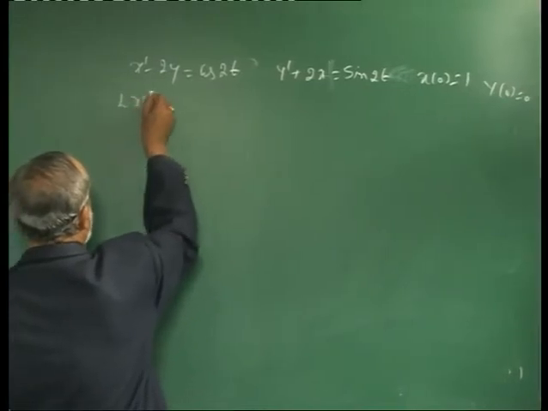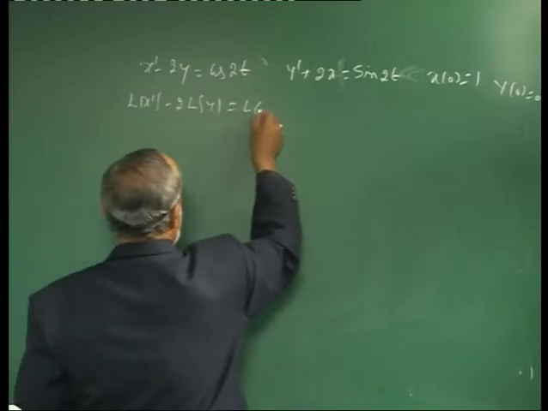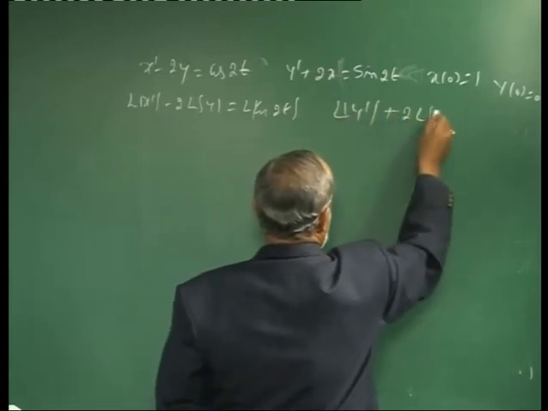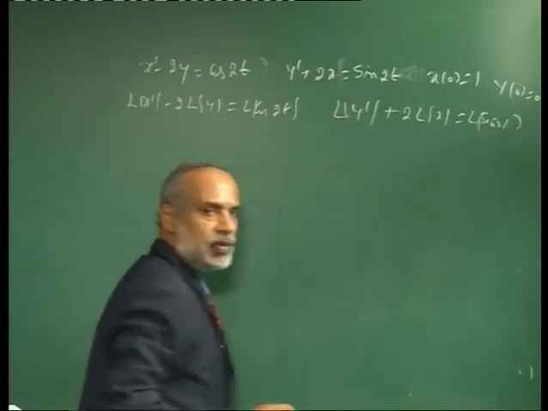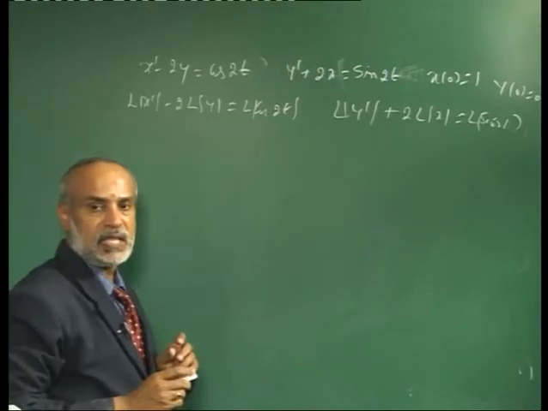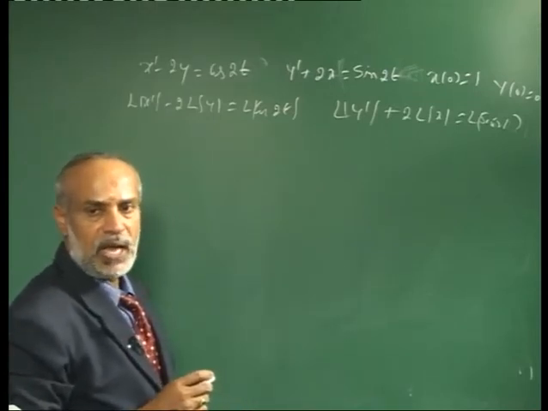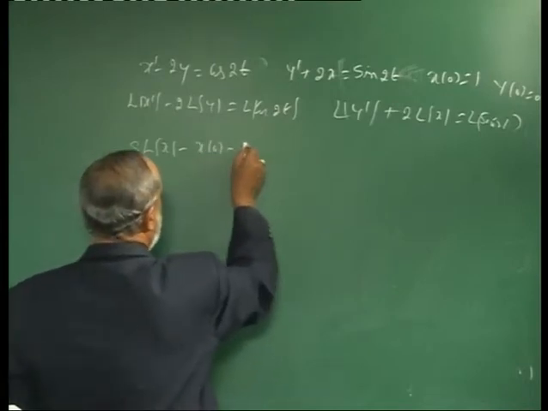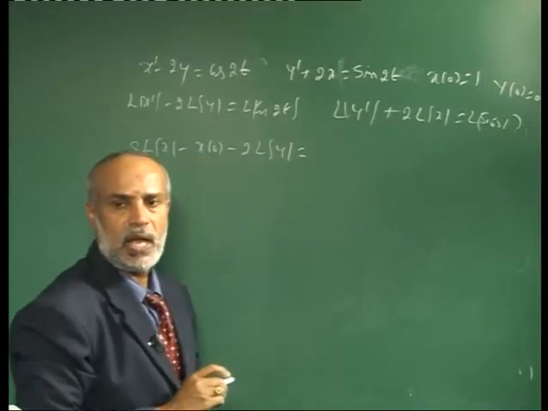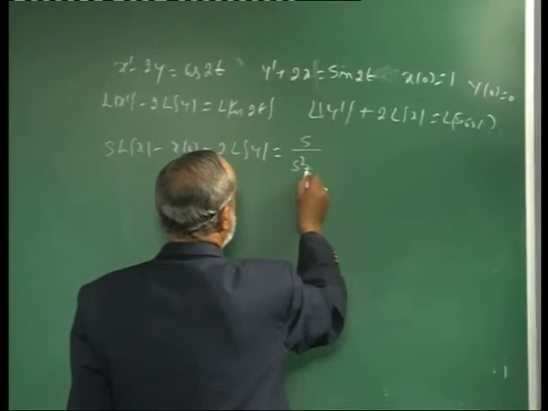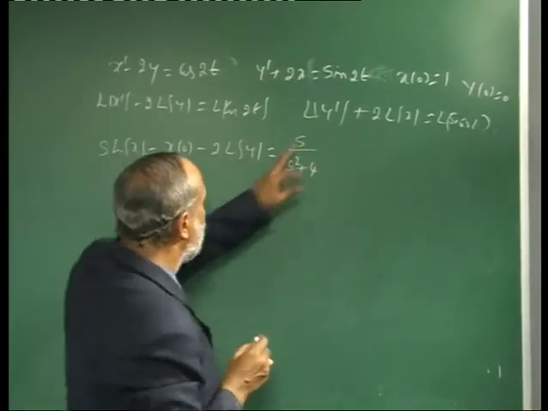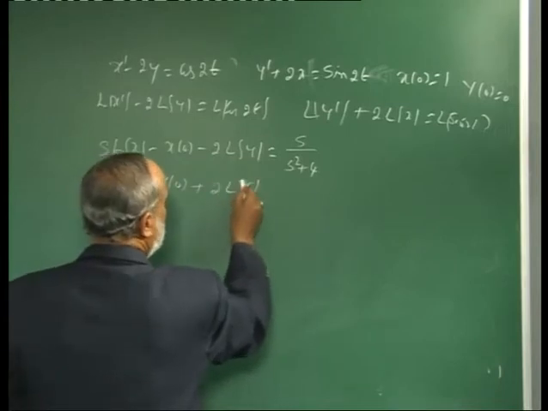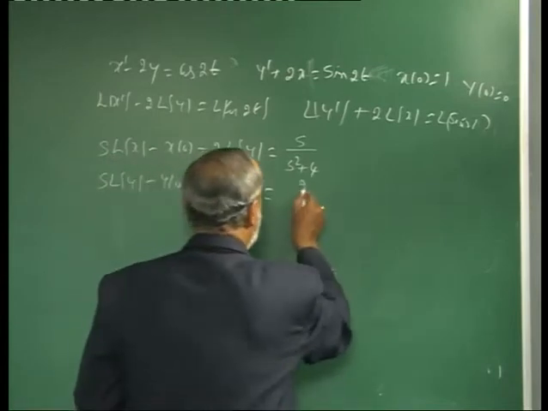Then it becomes L of x dash minus 2 into L of y is equal to L of cos 2t. Next, the second equation is L of y dash plus 2 into L of x is equal to L of sin 2t. If you apply, L of x dash can be written as s into L of x minus x of 0, minus 2 into L of y is equal to L of cos 2t, and L of cos 2t can be written as s divided by s squared plus 4. Next, in the second equation, L of y dash can be written as s into L of y minus y of 0, plus 2 into L of x is equal to L of sin 2t, which is 2 divided by s squared plus 4.